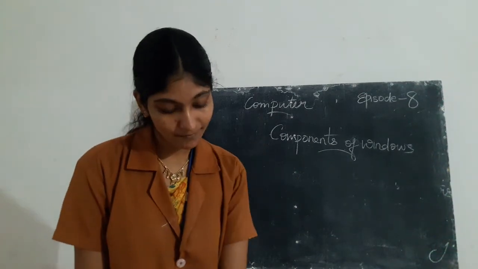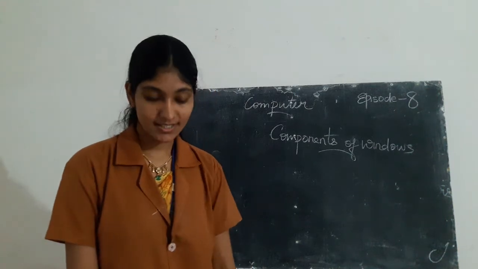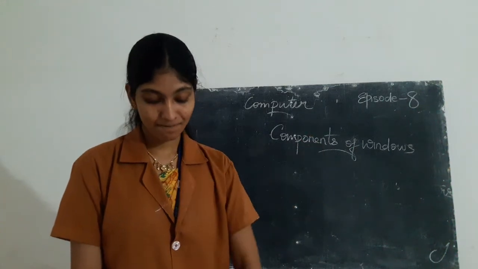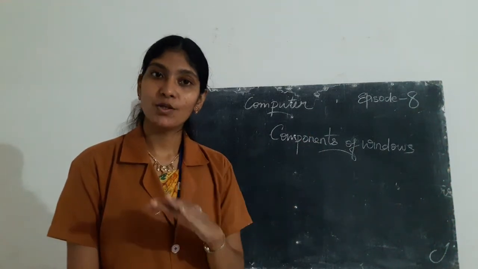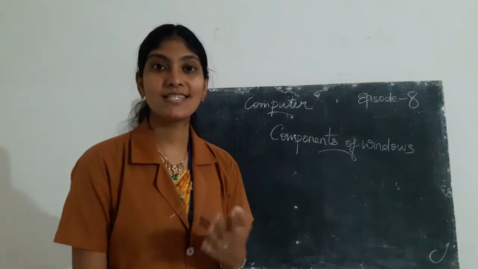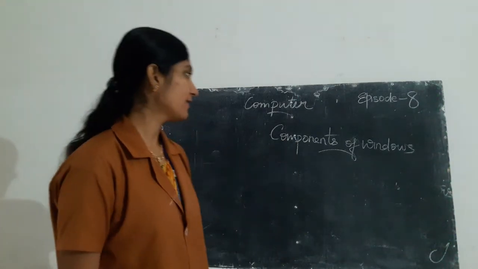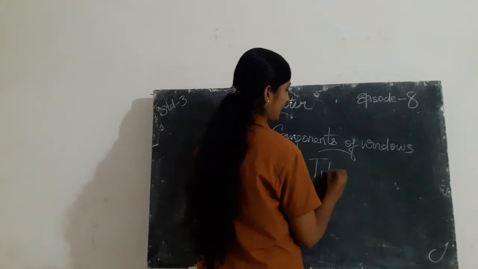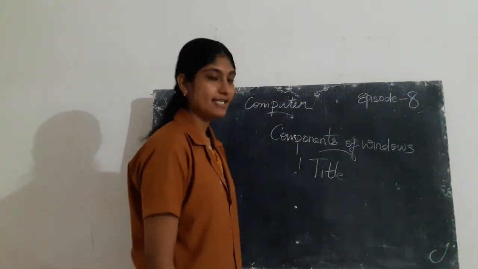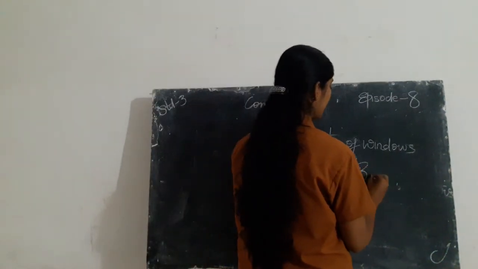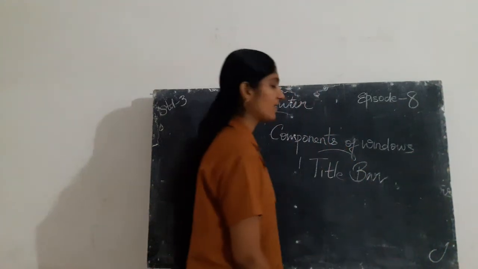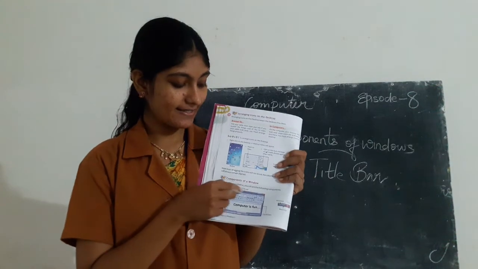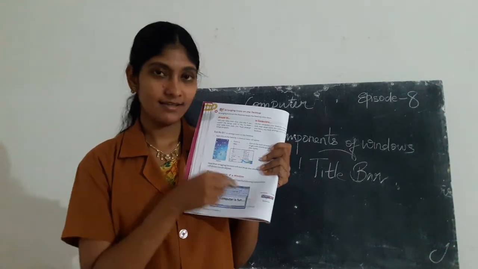So first one is title bar. When you open a window, you can see on the top of the window there is a long bar which is known as title bar. Title bar, spelling T-I-T-L-E, title bar, B-A-R. So first one is what? Title bar. Look at the picture. Here you can see there is a long bar on the top of the window.